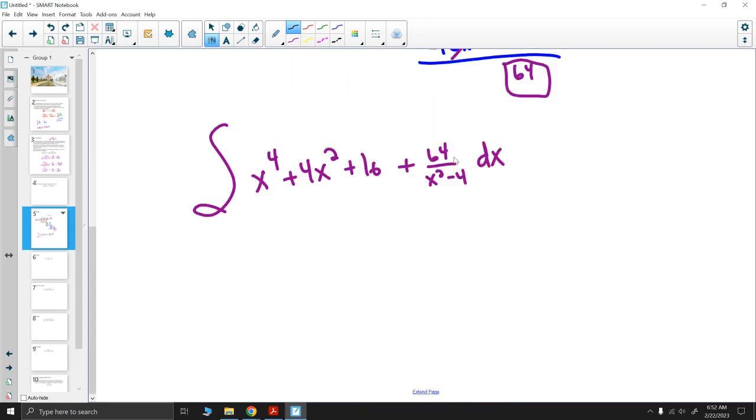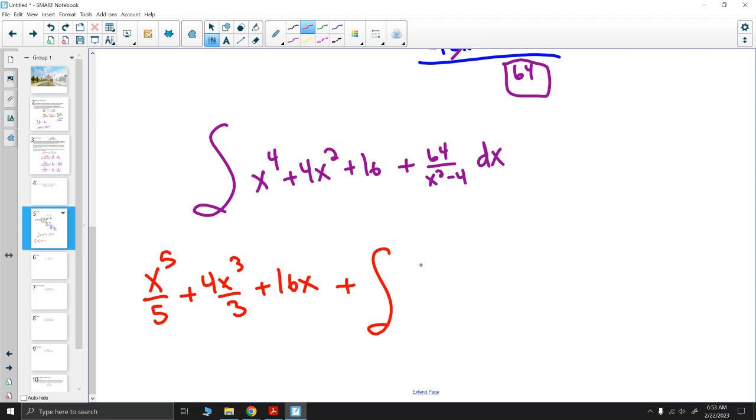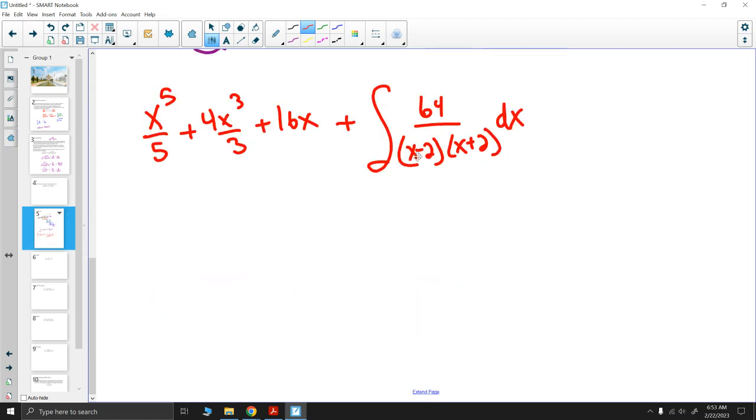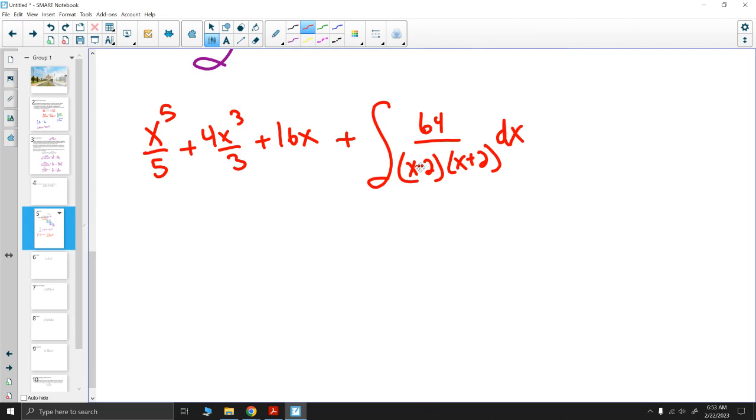So we need to factor or to do some partial fraction expansion on this thing. These we can integrate, so let's go ahead and do that while we're at it. This would be x to the 5th over 5 plus 4x cubed over 3 plus 16x plus the integral of 64 over. Now the next step is factoring. So we're going to factor this: x minus 2, x plus 2, dx. Okay, so again, we'll come back to these, but this is the only thing we're really trying to integrate at this stage.